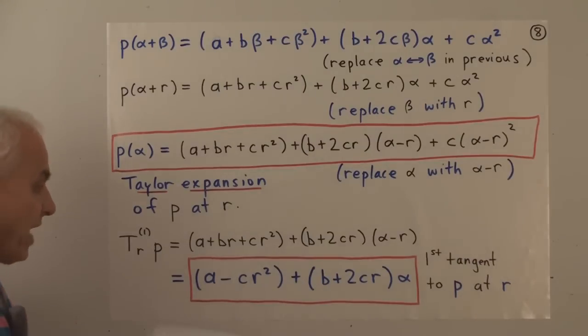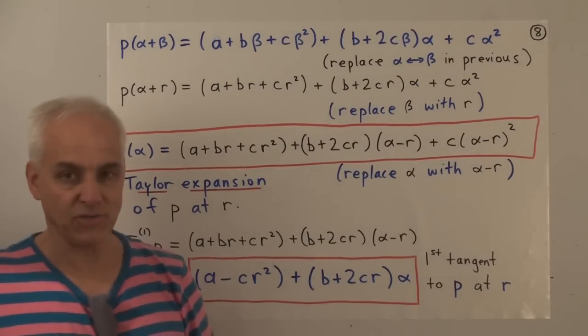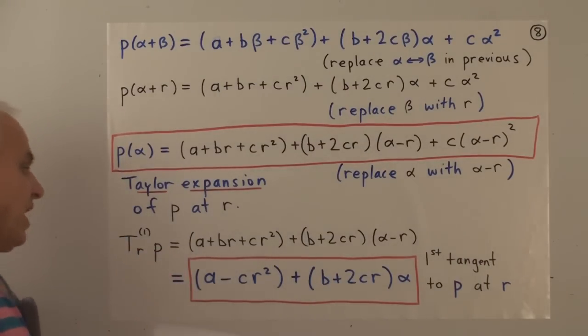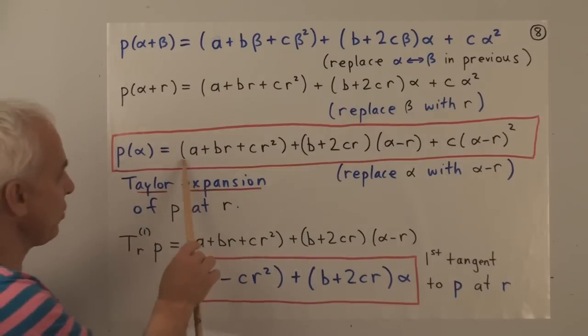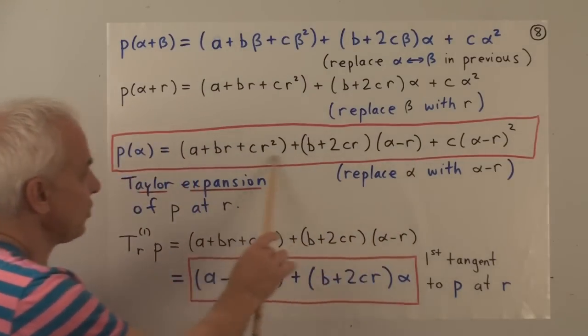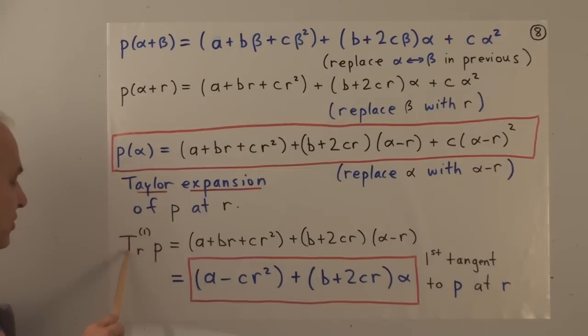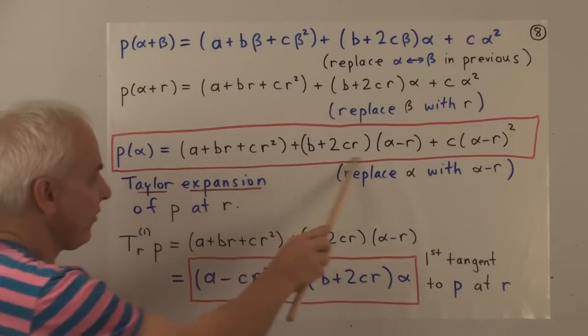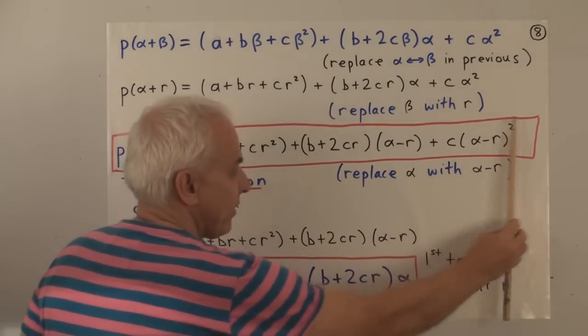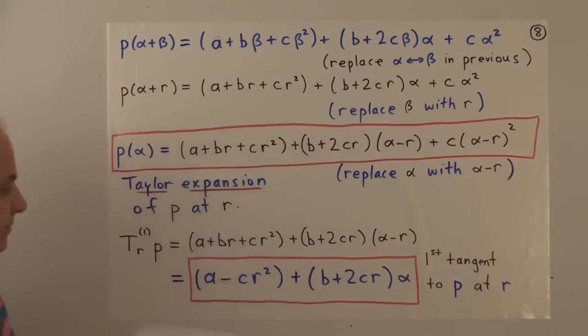So for a quadratic polynumber, there's really only one interesting tangent, which is the first tangent, which is what you get when you look at all the things here of degree 1. So the first tangent of p at r is this plus this. We're just dropping the quadratic terms.